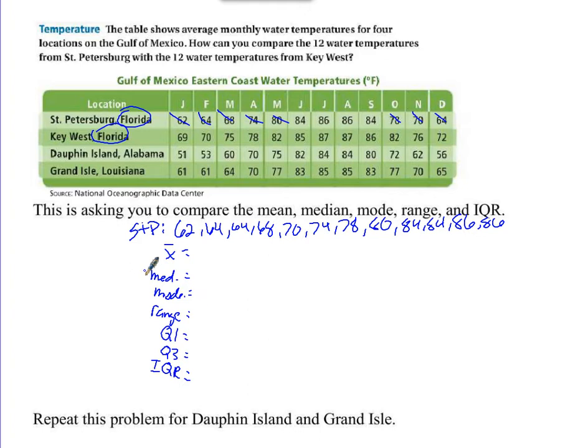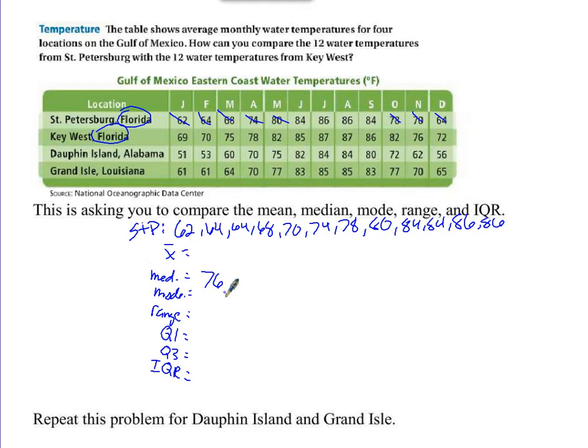Let's do the median. To do the median, the 62 and the 86 are gone, the 64 and the 86 are gone, the 64 and the 84 are gone. The 68 and the 84 are gone. The 70 and the 80 are gone. And I'm left with two numbers, 74 and 78. So what's the median? The number that's in the middle of 74 and 78 is 76. So the median is 76.